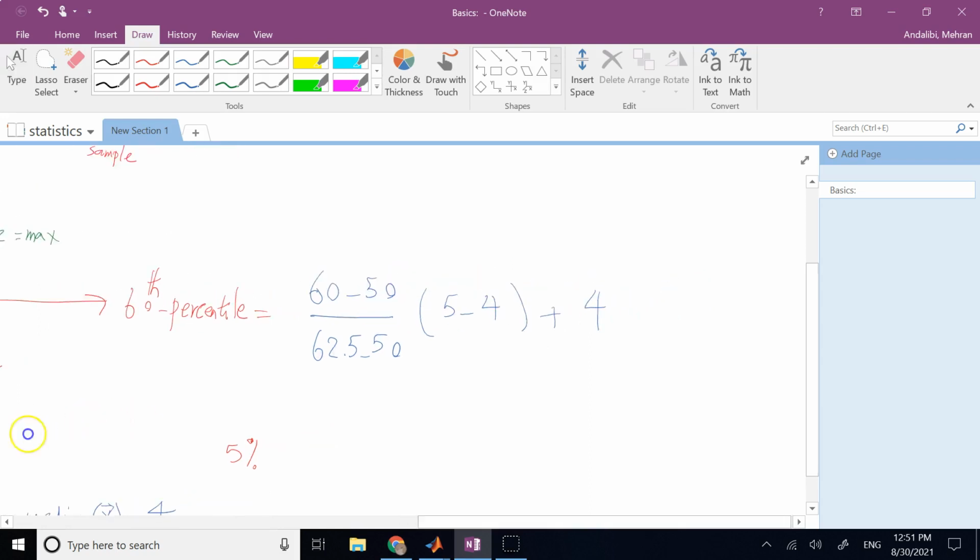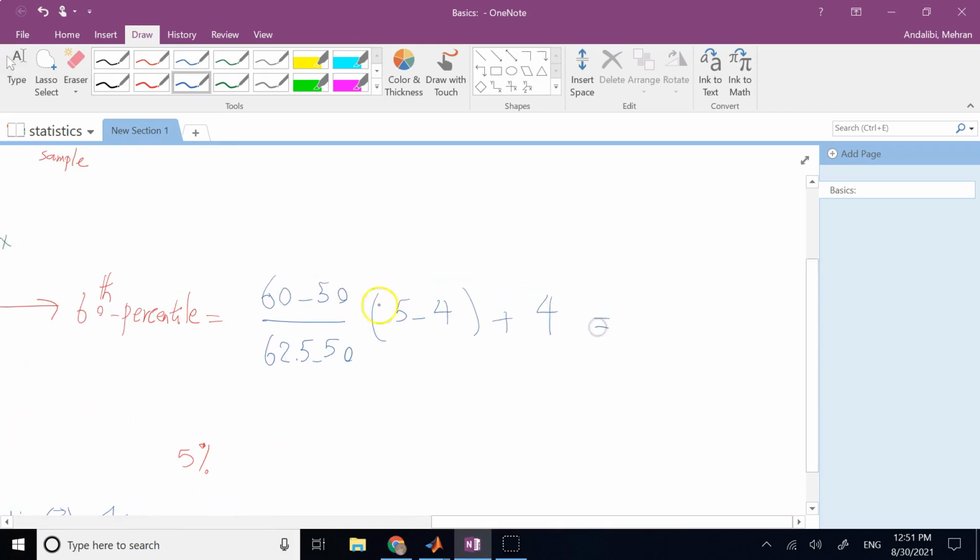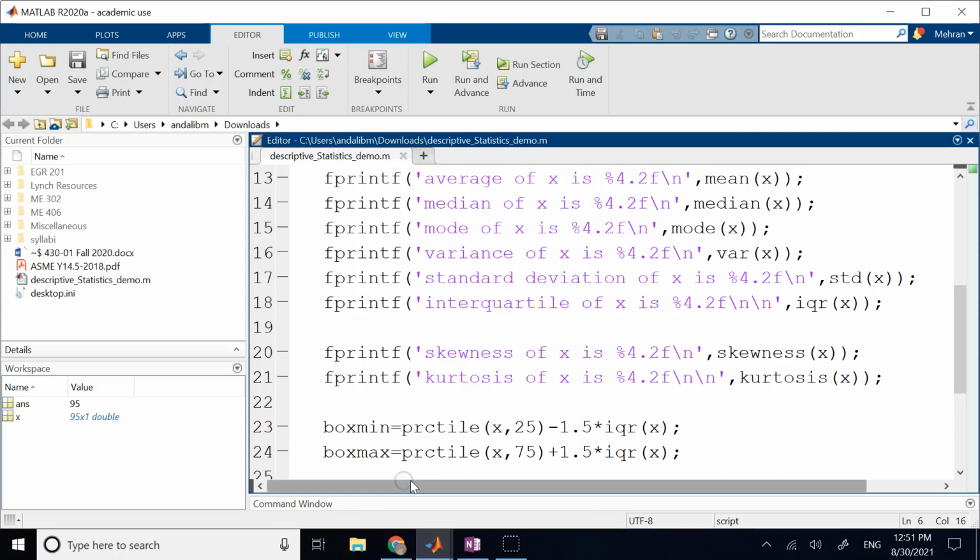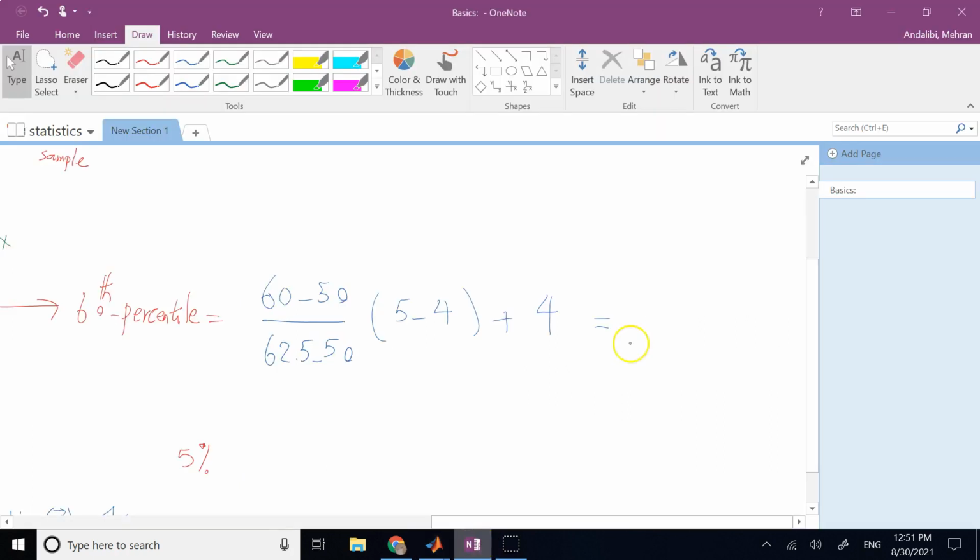So this is a linear interpolation. So it is going to be 10 divided by 12.5 plus 4, which is going to be 4/5, correct? If you divide, yes, 0.8. Good. So it's going to be 4.8.